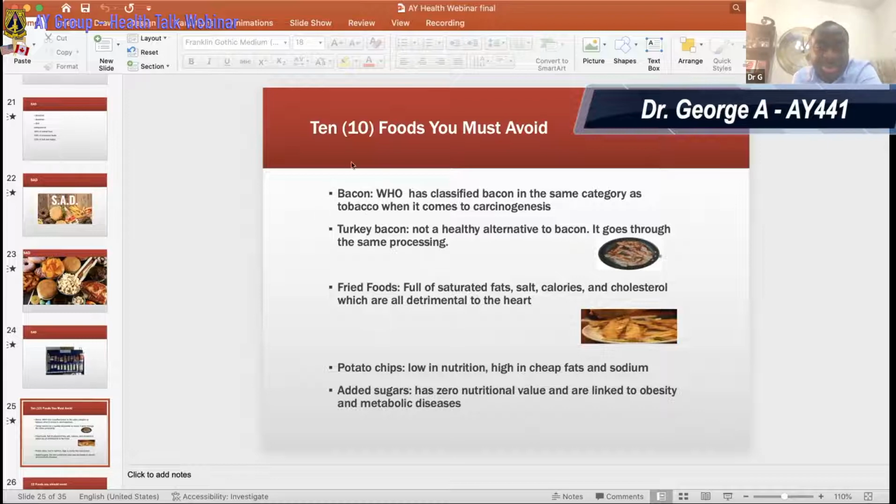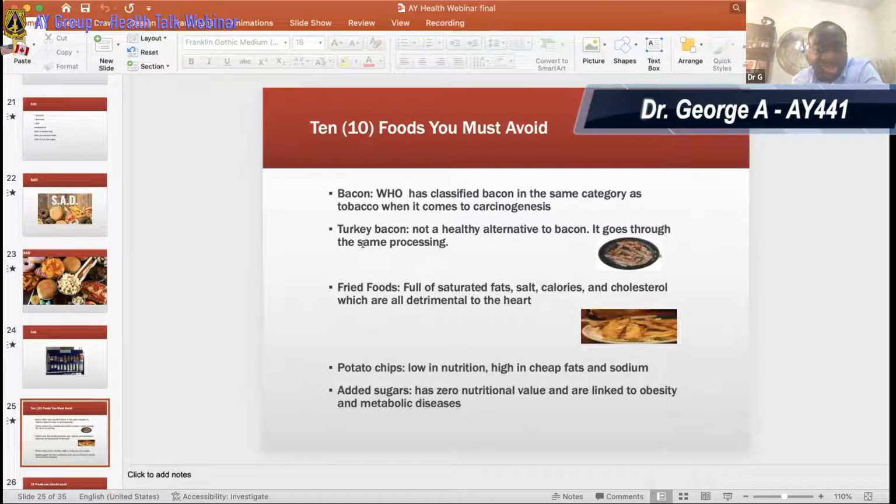So if you can avoid bacon, not even once in a while, just avoid it, and you're going to live longer. And I put turkey bacon here because some people think, oh, bacon is not good, what about the alternative? Let me take turkey bacon instead. It's not better, because they go through the same process. So any form of bacon is a killer.